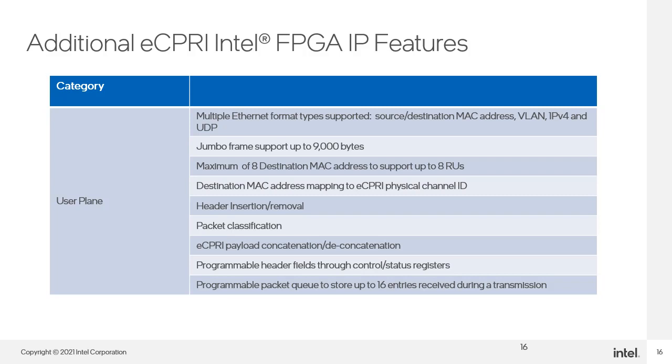The logic can also handle payload concatenation and deconcatenation, allowing 2 or more eCPRI messages to be combined into single Ethernet or IP UDP packets. These processes and flows are covered in the follow-up training to this one. The IP has a 16-entry packet queue for staging incoming packets for its arbitration logic. The arbitration rules are also covered in the follow-up training.